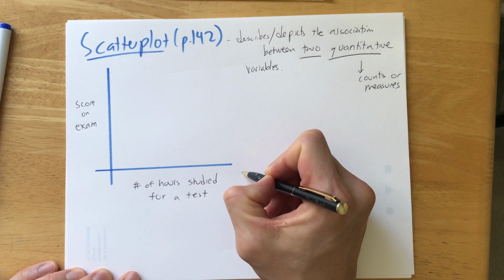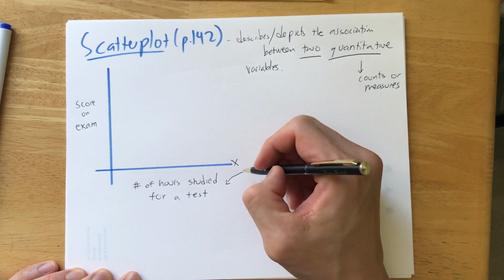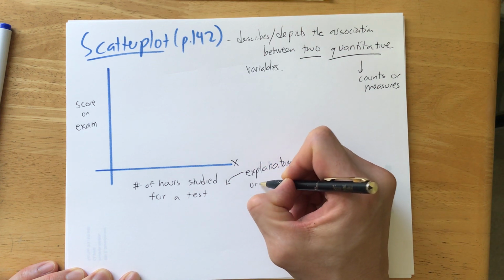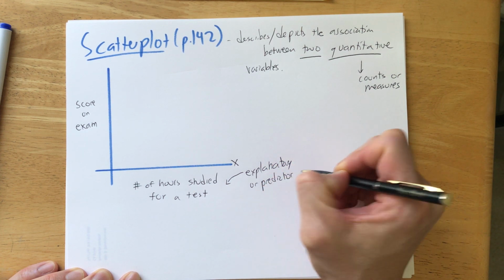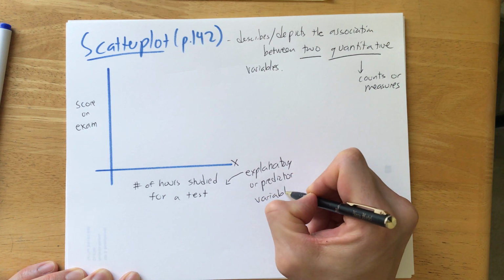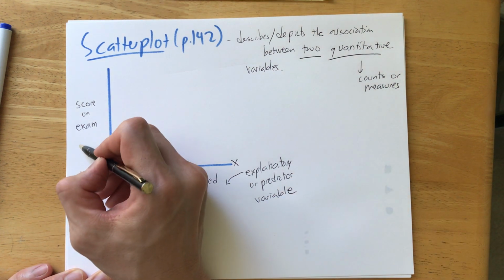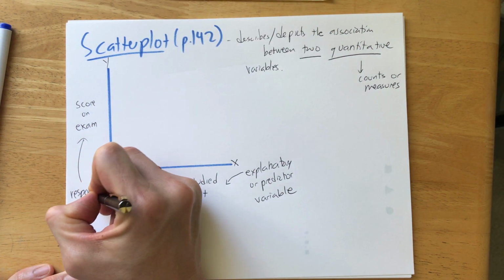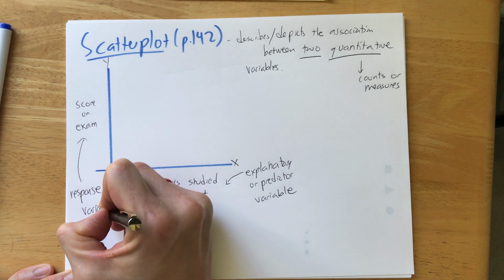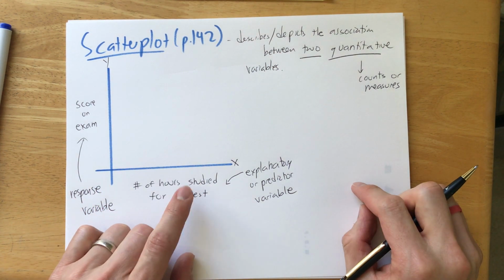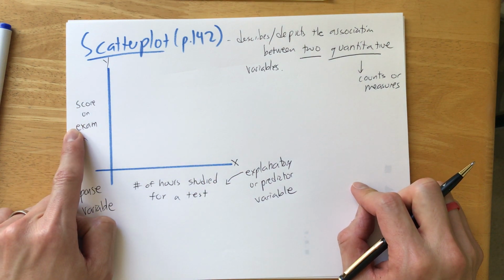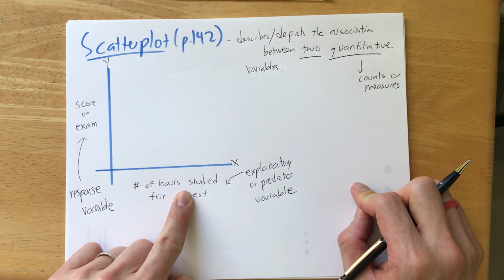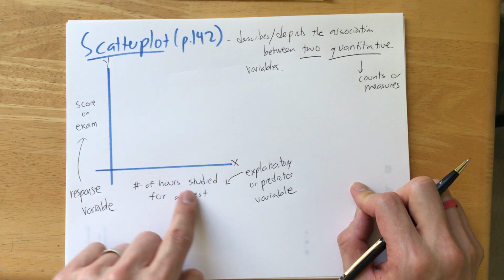So we call this variable, since this is on our x-axis, the explanatory or predictor variable. Okay. We call this variable on the y-axis the response variable. Okay. This variable explains that one. So we're trying to glean some information about this based off of that. Okay. So this variable responds to whatever this is.